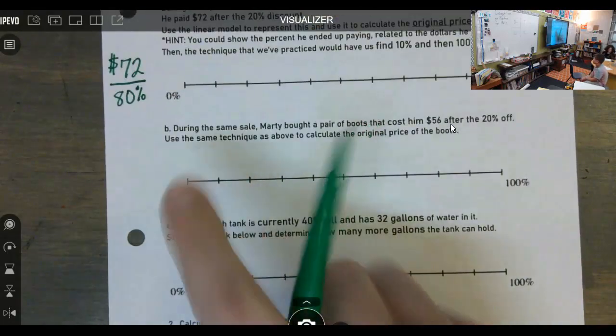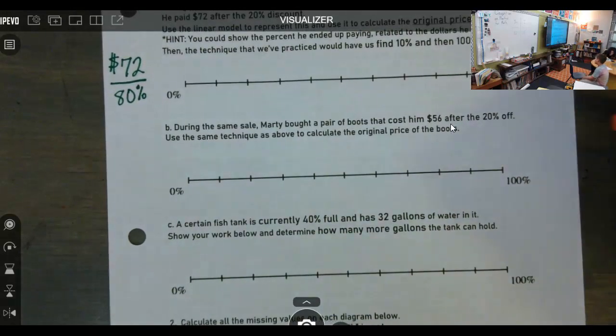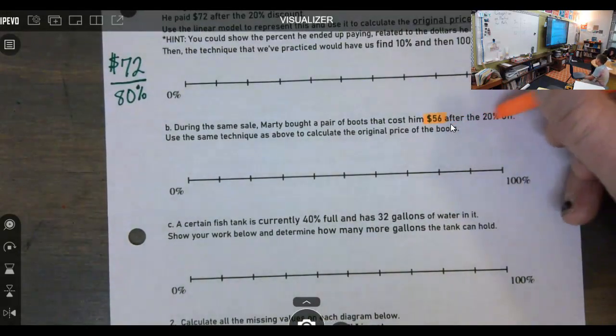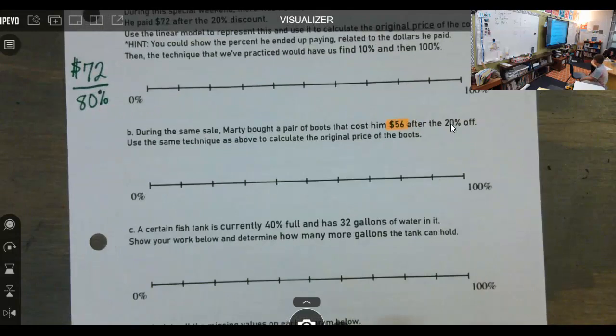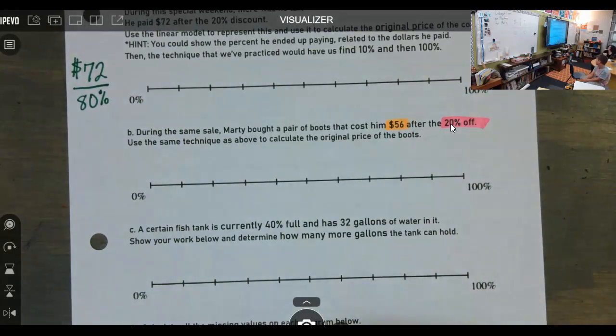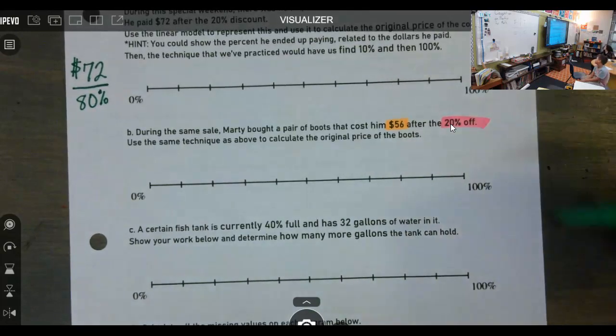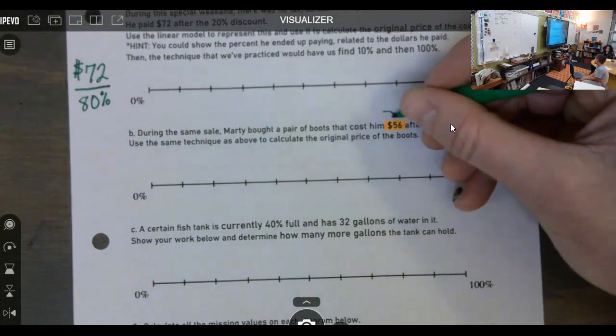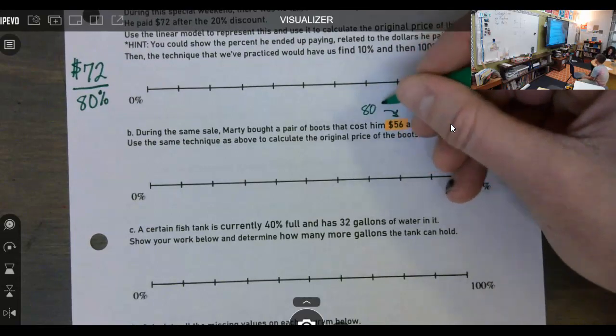Part B, exactly the same. $56 after the 20% off sale. So that does not mean that 56 is your 20%. That means 56 is your what percent? Yeah, this is your 80%.